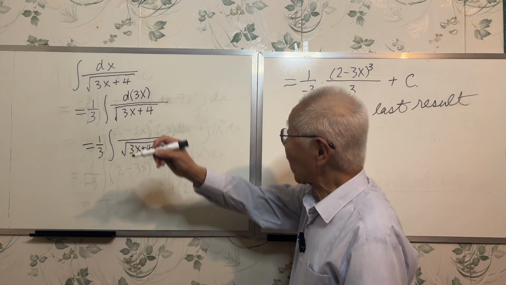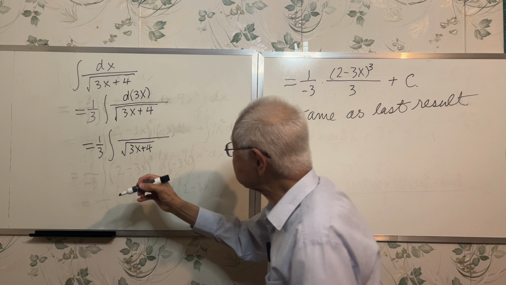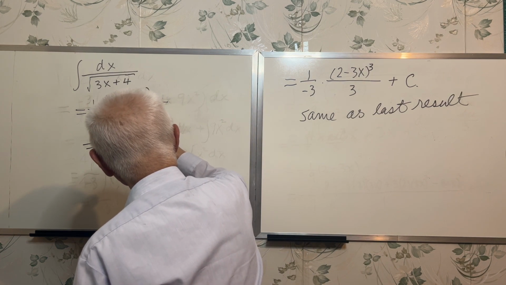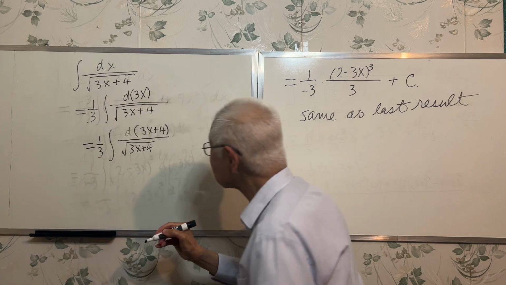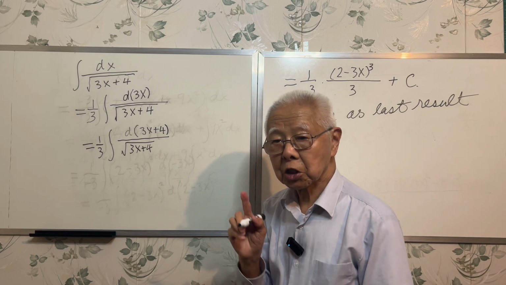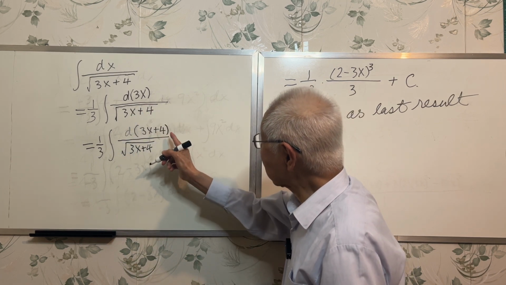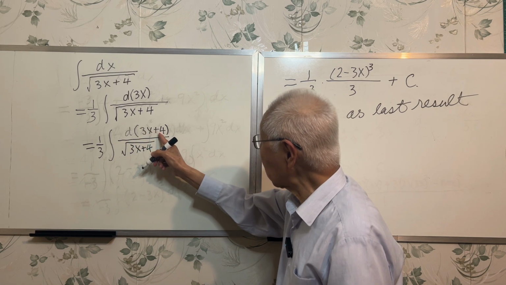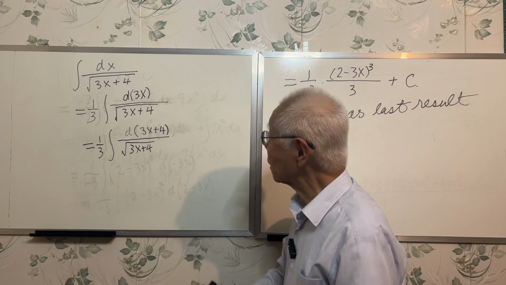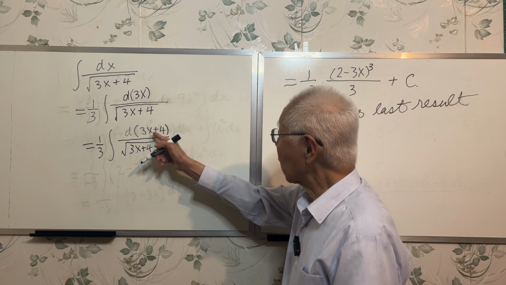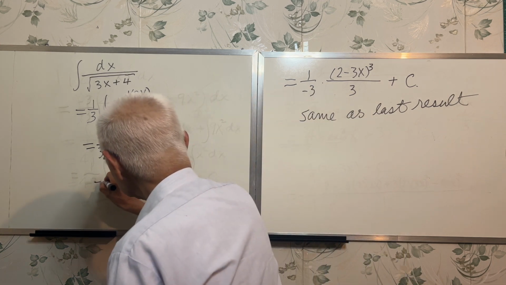The next step is that I want this part to be exactly this part. So I add a 4 there. Remember, in our discussion of differential, the differential of a constant is 0. So this is the differential of 3x plus the differential of 4. But differential of 4 is 0, so this is exactly this. I am not changing anything. But the advantage of adding a 4 here is that I make this part exactly this part. Then you can use power rule.